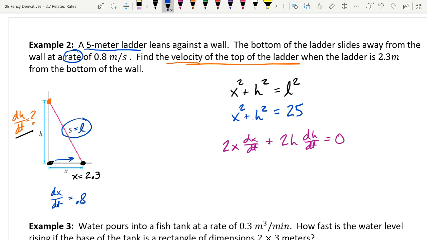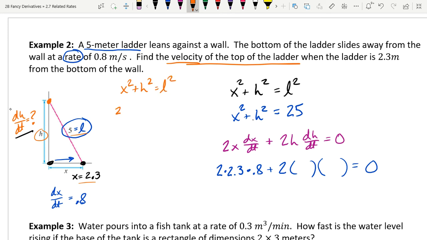Great. Now we're going to plug in. So I've got 2 times x times dx/dt. Oh, I know what dx/dt is. It is 0.8. Plus 2 times h. I don't know h. Oh no, I don't know dh/dt either. I've got two missing things, so I'm kind of in some trouble here. I need to be able to find it. I don't know h, but I know L and I know x. How could I find that missing thing? Hopefully you're thinking, oh, I could have just plugged into the Pythagorean theorem.